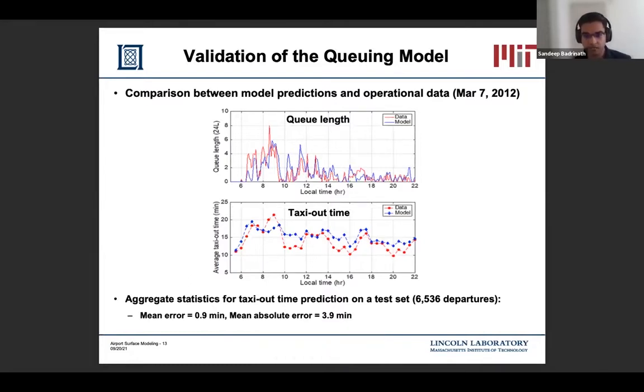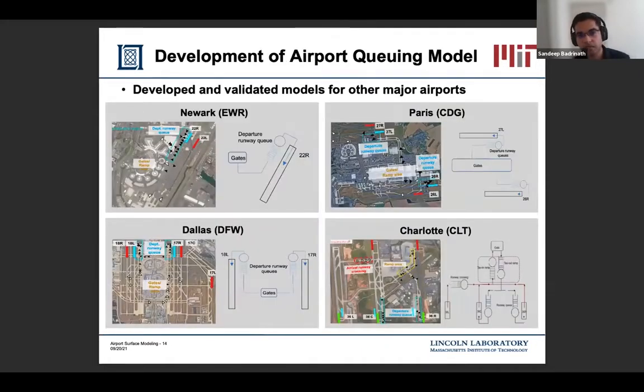In addition to validation for a particular day, we have also computed aggregate statistics over multiple days or thousands of flights. And what we see is that the mean error and mean absolute error are small relative to the mean taxi out time. So this works well for LAX, and we have also developed and validated the model for other major airports in our previous works. So we have done this for major airports in US, Europe, as well as Singapore in Asia.